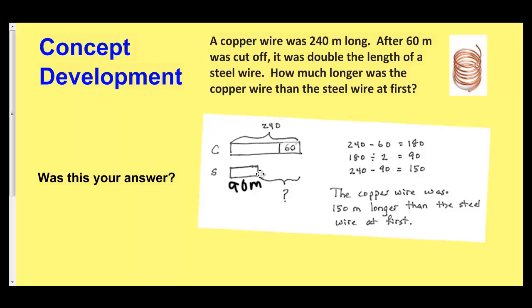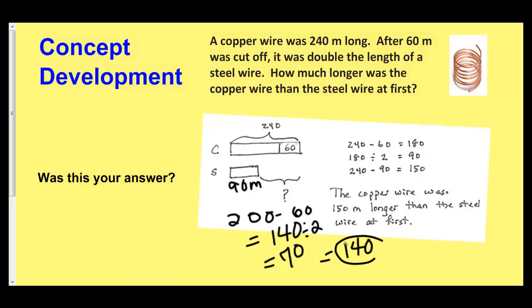Okay, so if I wanted to check this for reasonableness, I could say that the copper wire was about 200 meters, and they took off, I'm going to go ahead and take off 60, and I'll tell you why. Because that's going to leave 140, and I know that 140 can be divided in half equals 70. So that would mean that the steel wire was about 70. So if I took 200 minus 70, that would give me about 130, which is really close to my answer. So that tells me that answer is pretty reasonable.